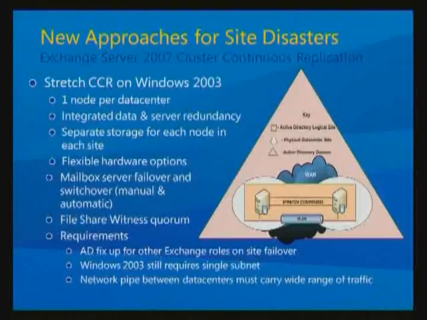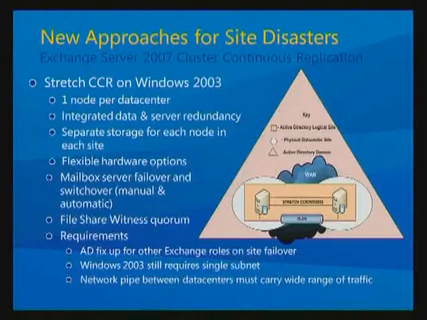So, new approaches for site disasters. CCR can help protect you against a full site failure, a full data center failure. You can stretch that CCR cluster. A CCR cluster is exactly 2 nodes. You put your active node in your primary data center, and your passive node in your secondary data center. They each have their own storage, so you're getting your data redundancy there as well. You can get your hardware from wherever. It doesn't have to be from any specific catalog.